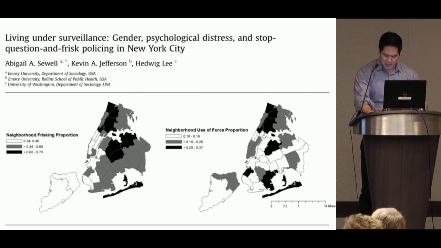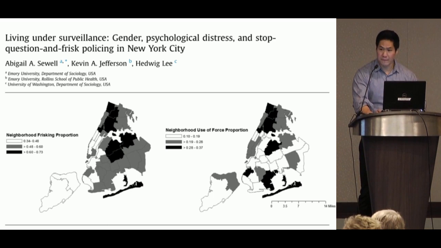Abigail Sewell and colleagues utilized policing data, specifically administrative data from the 2009 to 2011 New York City Stop, Question, and Frisk database, which contained information on over 1.8 million stops. And so what they found was that neighborhood frisk and use of force was linked to greater psychological distress among men. And so these findings suggest that living in an area characterized by more aggressive policing may be a risk factor for poor mental health in this population.